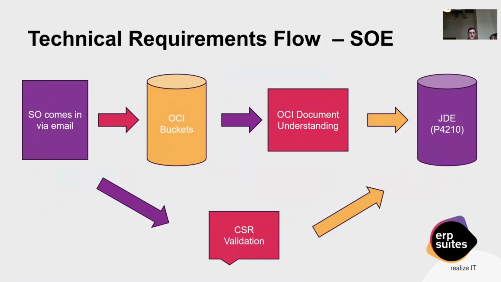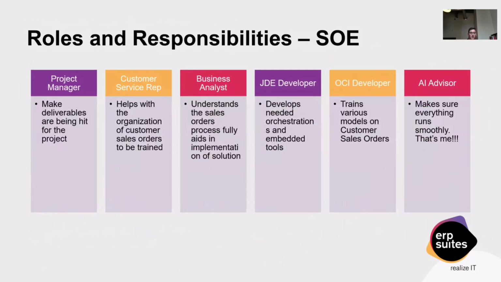roadmap. Roles and responsibilities, again, just listed high level. The project manager is obviously important for building out, for keeping track and making sure that the AI solution is built out correctly, right? The customer service rep really helps the organization with the sales orders that are being trained. They know what's coming in, what's going out. So they'll be a part of that. They understand the flow there. And then really the business analyst, someone who is more involved with JD Edwards and really understands the whole end-to-end process, is very important when implementing this specific solution.